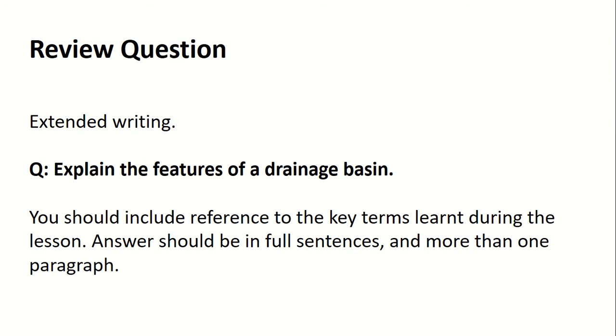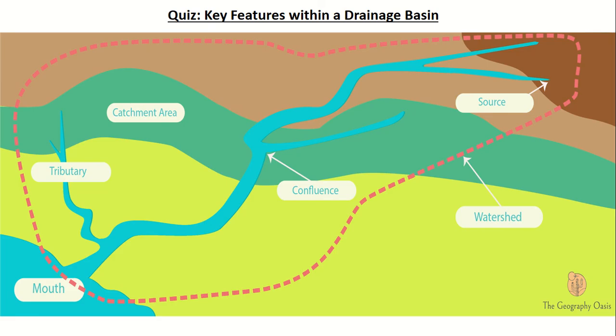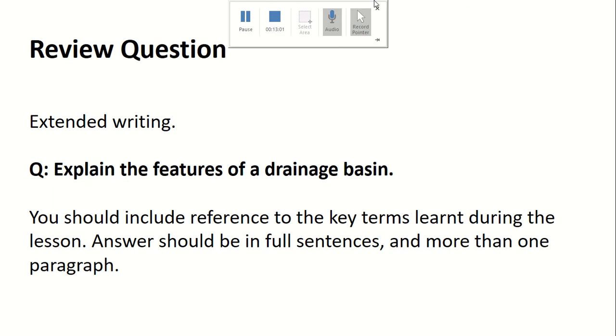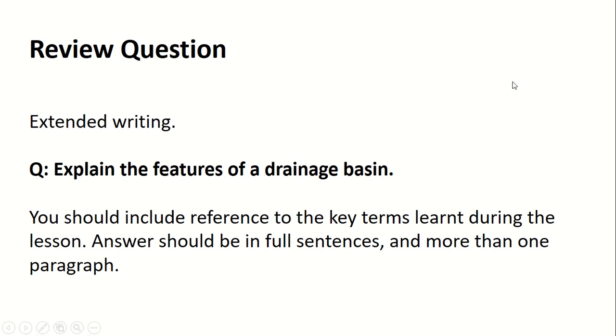So to explain the features of a drainage basin, these are the features of a drainage basin: the source, the watershed, the mouth, etc. So for you to answer that question, you need to talk about all those different features, and if you write that in 4 sentences, you should be able to get a fairly substantial piece of writing, and you should be able to add in some good description as well.